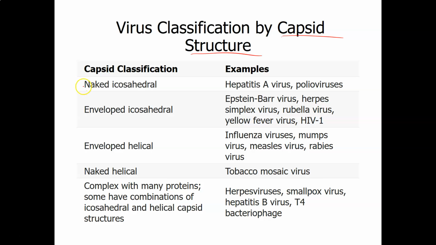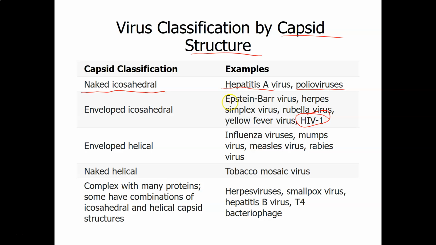So some examples of naked icosahedral, the adenoviruses, and that was the shape of virus that we saw earlier that is transmitted orally and can cause some eye infections and respiratory infections. But another example of a naked icosahedral virus is hepatitis A and also poliovirus. Then enveloped icosahedral, we looked at the HIV.